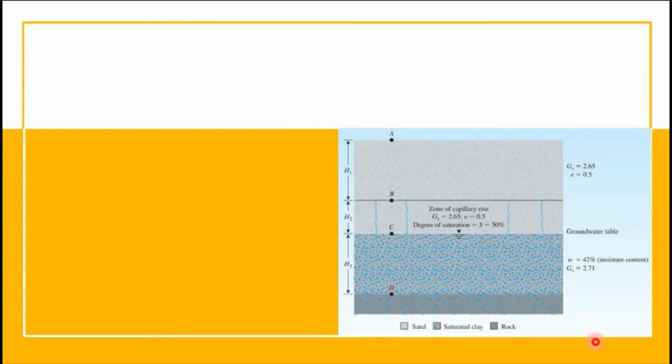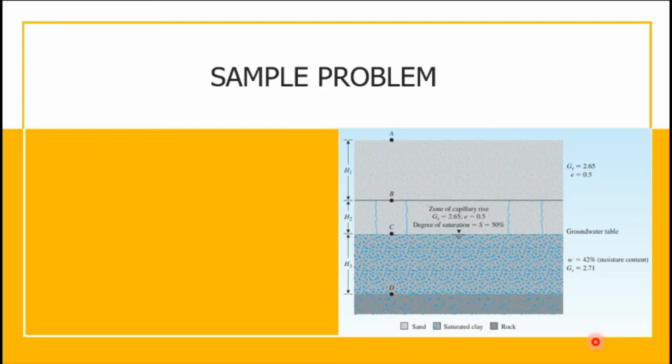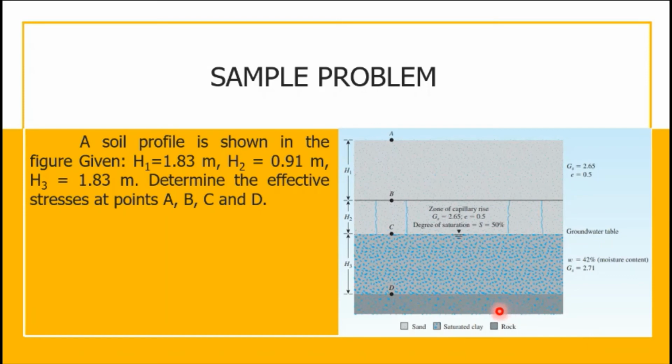So, to better understand capillary rise, let us look at this sample problem. This is a soil profile and given H sub 1 is equal to 1.83, H sub 2 is 0.91 and H sub 3 is 1.83 also. So we are to determine the effective stresses at point A, point B, point C and D.